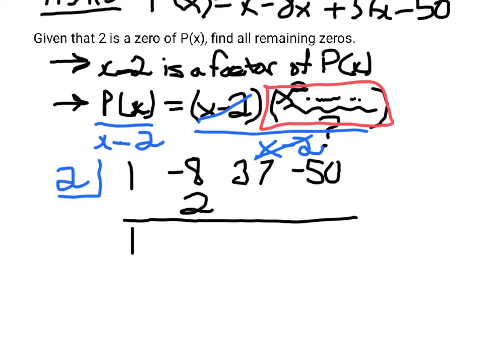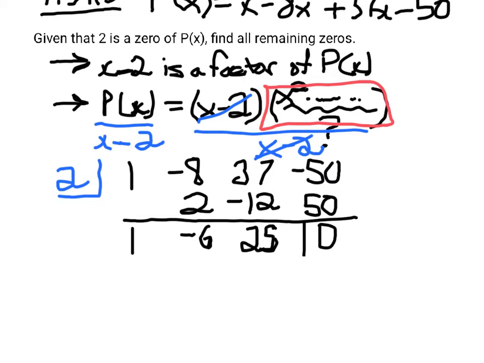Add these values. So this is negative 6. 2 times negative 6 is negative 12. Add these, we get 25. Okay, 2 times 25 is 50. Add these, we get 0, which we need to get there. That means the remainder is 0, which confirms, yes, x minus 2 is a factor, which then confirms, yes, 2 is a zero of this polynomial.